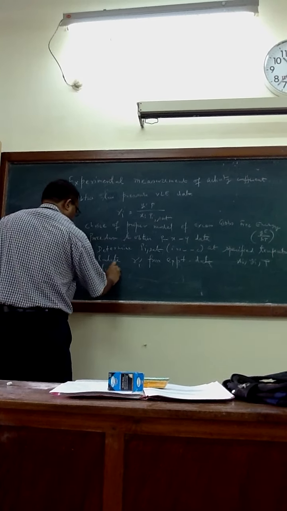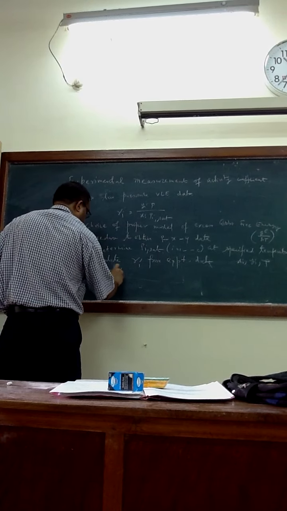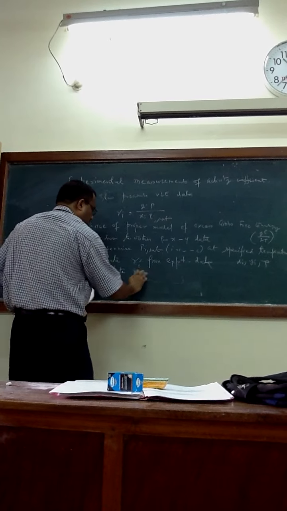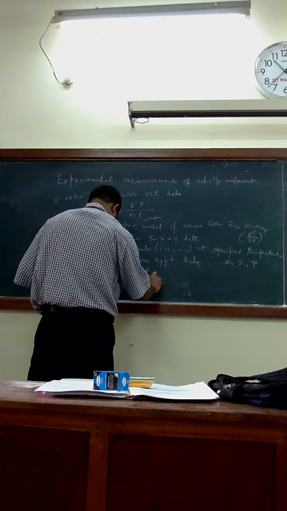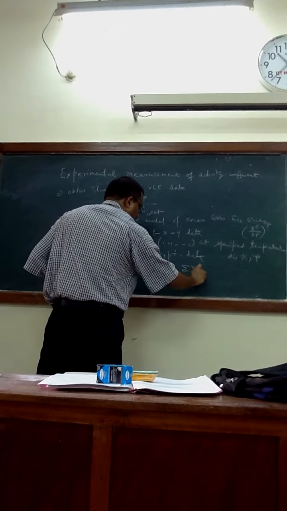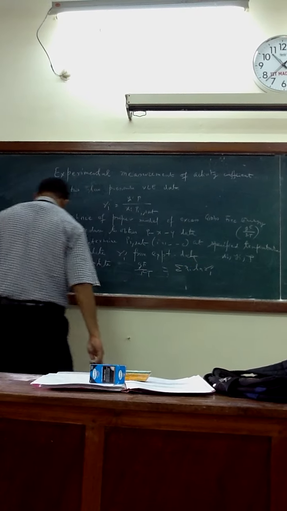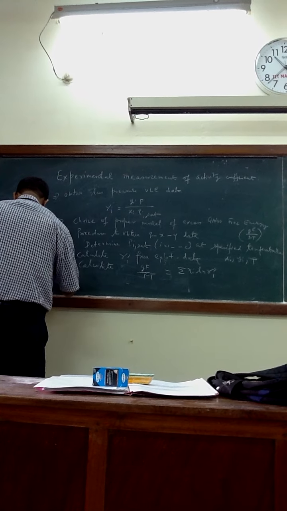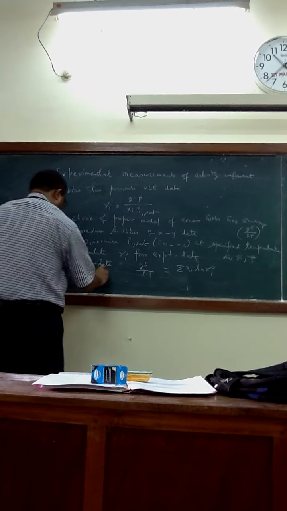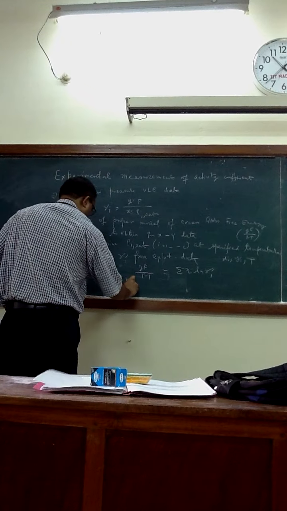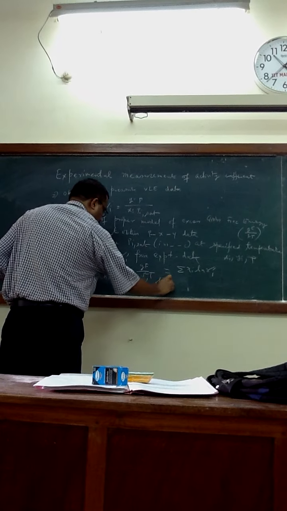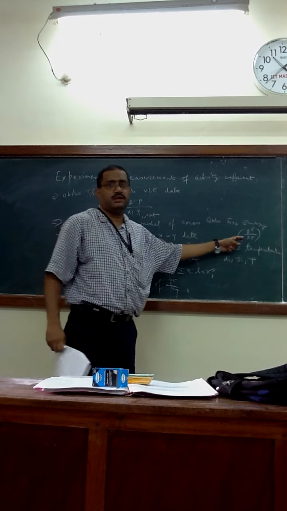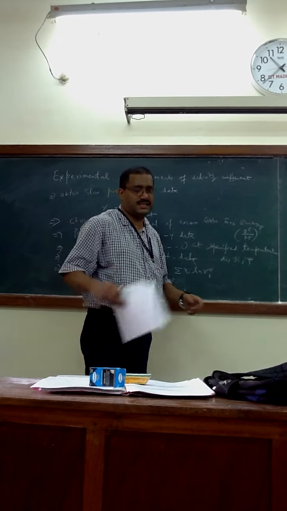Calculate molar excess Gibbs energy G by RT, which is summation xi ln gamma i. You know that. Choose models of GE by RT. Earlier you did G by RT experimental. Now you have the model. Next step is comparison.